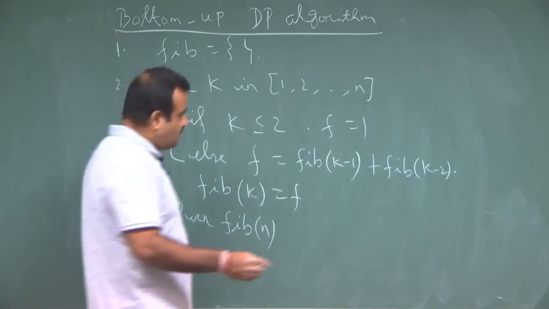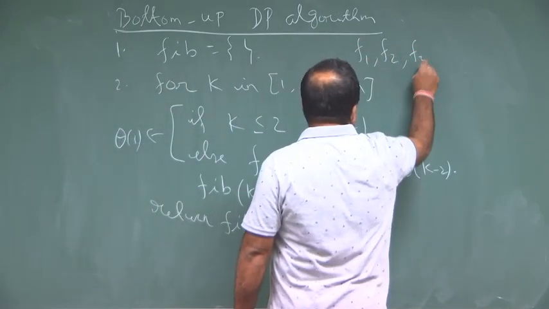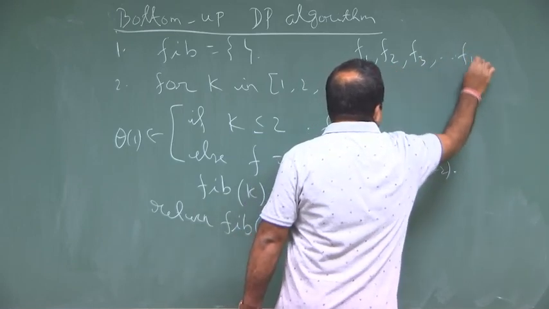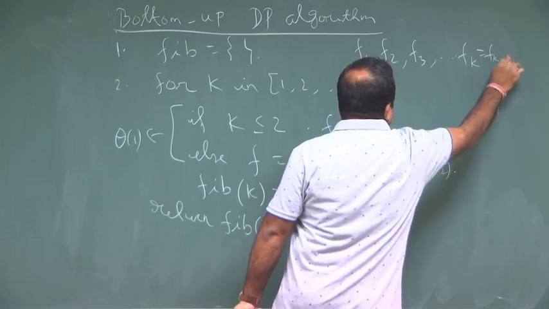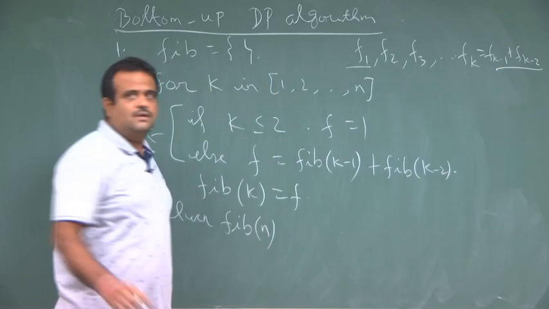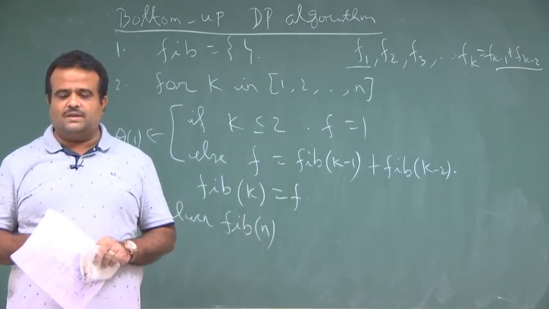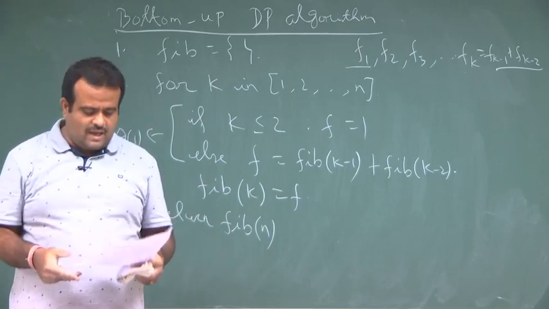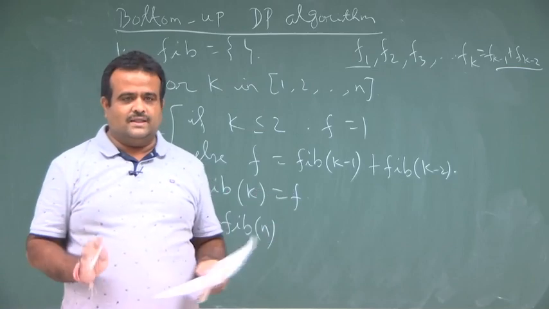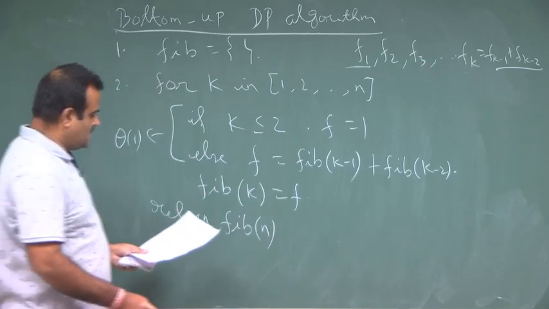So, we start with f1, then f2, then f3. When we calculate f3 we forget f1. So, fk is basically f of k minus 1 plus f of k minus 2. Every time we just store the last two values of the Fibonacci number and add them up to get the next value. So, we stop at fn. This is a linear algorithm, theta of n time.